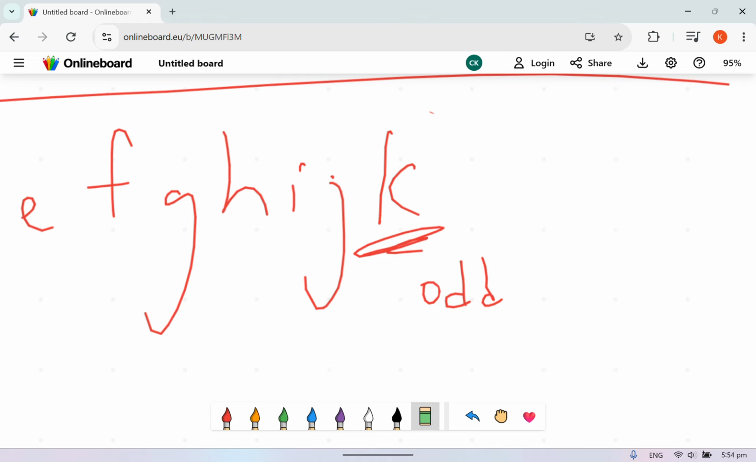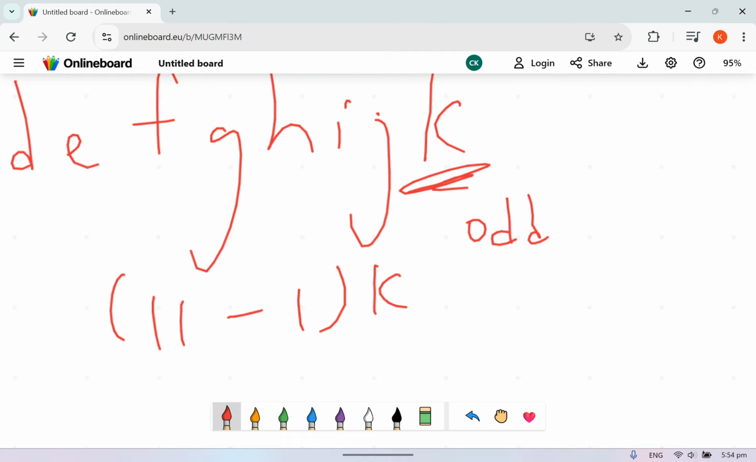And why do you have to do minus K? Because of this. 11 minus 1, right? We cannot do 9 plus 1 because 9 cannot divide 11. That one can. So that is why in the end we are going to have minus K.